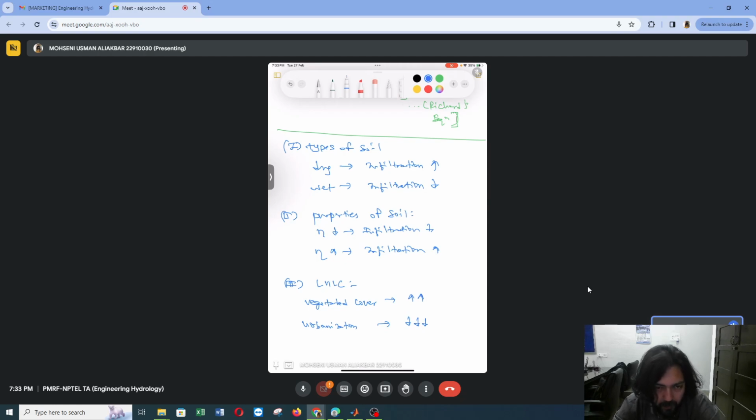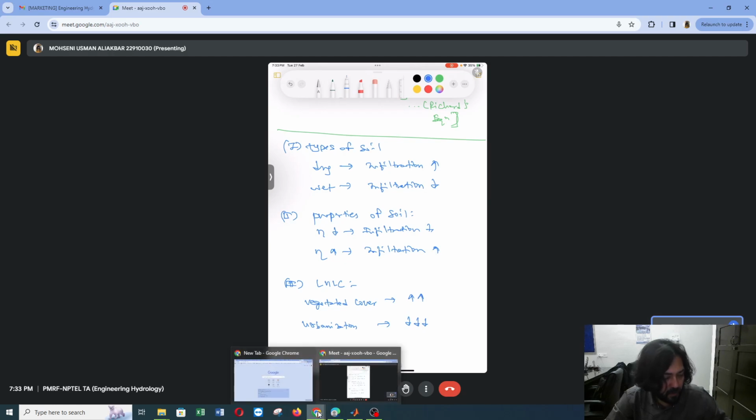It depends on the type of soil, whether the soil is dry or wet, or whether the soil has porosity more or less, and it also depends upon the LULC cover, like the land use cover. So we know the definition of infiltration and we know the factors that are affecting the infiltration process.